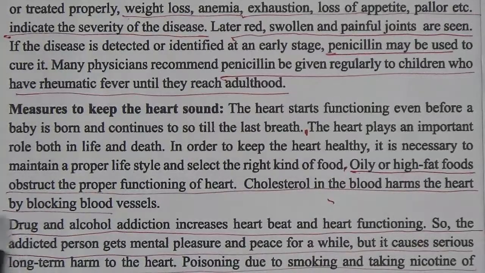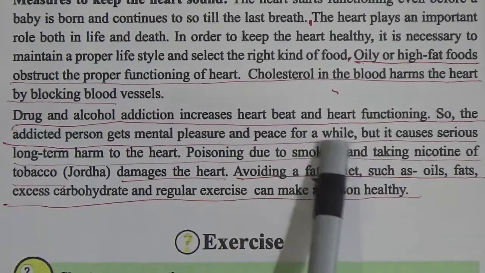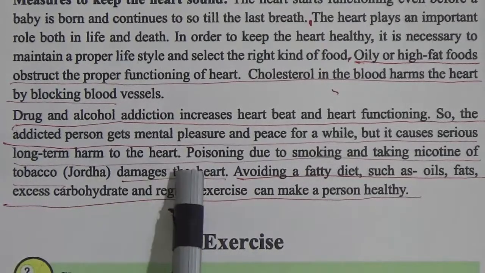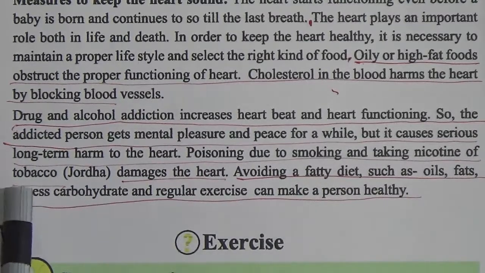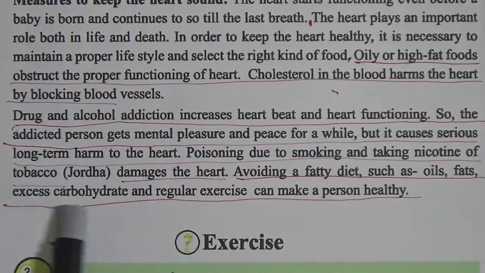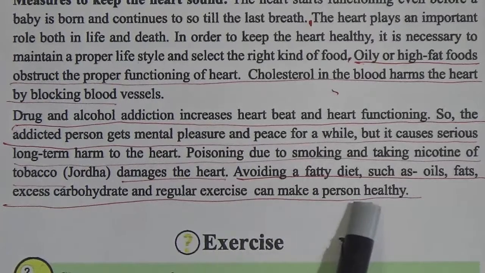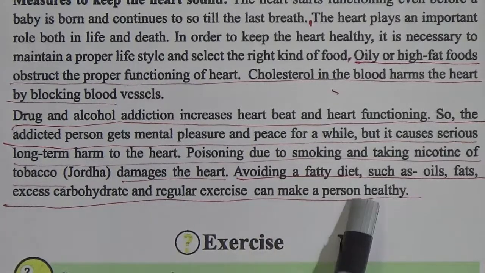Oily food and high fat foods obstruct the proper functioning of the heart. Cholesterol in the blood harms the heart by blocking the blood vessels. Drug and alcohol addiction increase the heartbeat and heart functioning. So the addicted person gets mental pleasure and peace for a while, but it causes serious long-term harm to the heart. Poisoning due to smoking and taking nicotine of tobacco like jorda damages the heart. Avoiding fatty diet as well as oil, fats and excess carbohydrate, and regular exercise can make a person healthy.